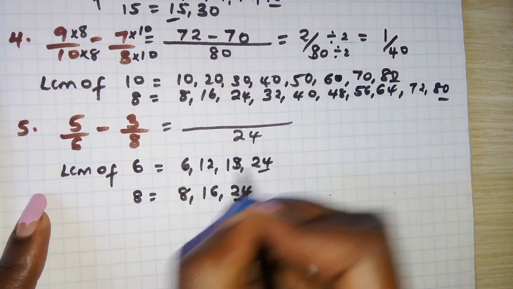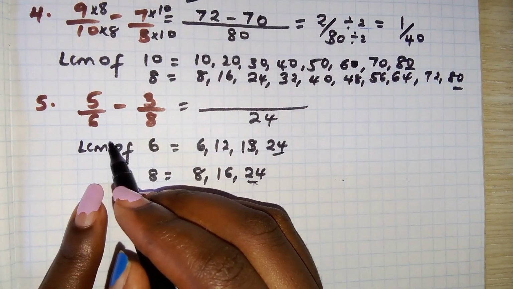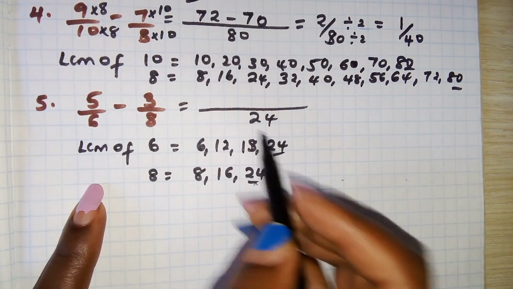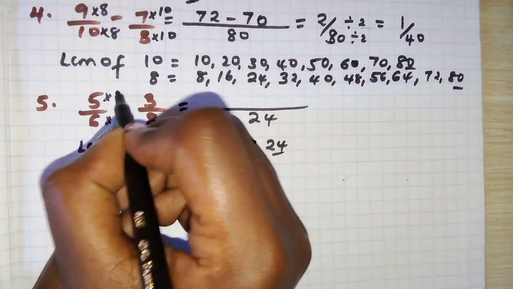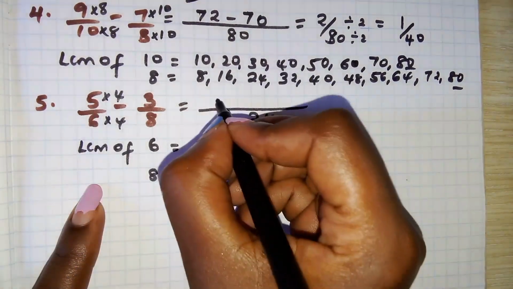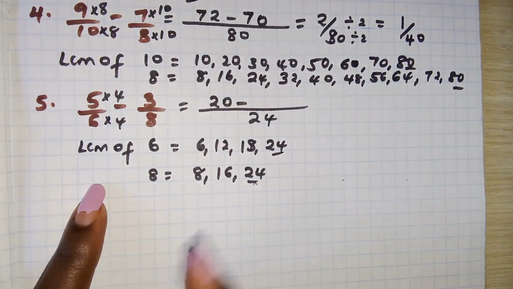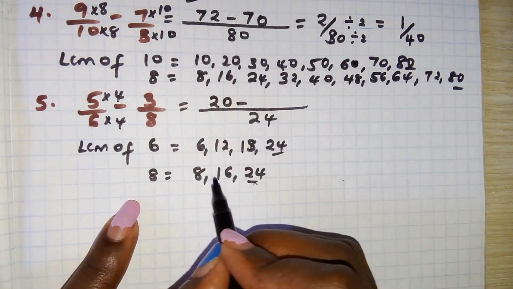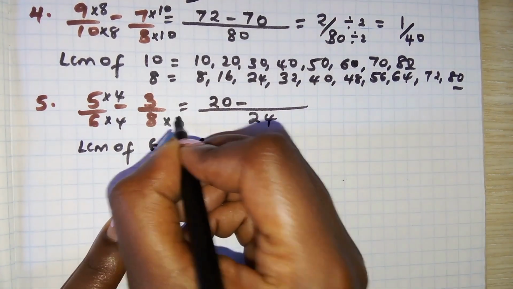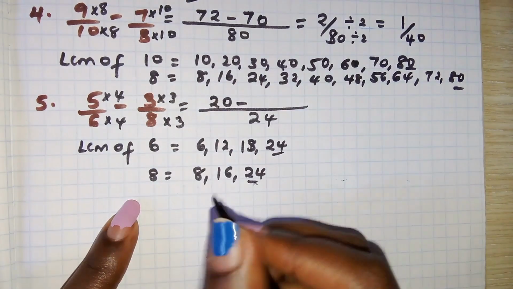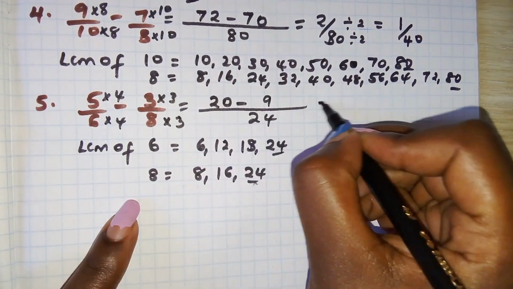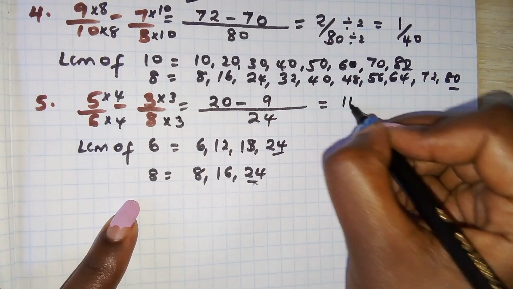So all over 24. 6 times what is 24? We have 1, 2, 3, 4. So times 4, times 4. 5 times 4 is 20 minus 8 times what is 24? 1, 2, 3. So times 3 and times 3 on top. 3 times 3 is 9. So 20 minus 9 is 11 over 24.